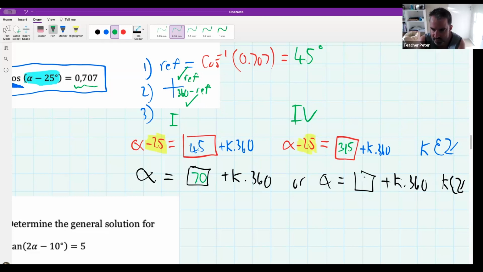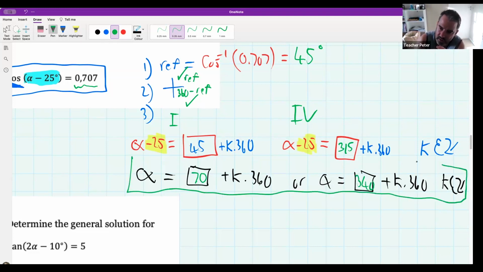Or what is the second alpha going to be? Well, this is going to be 315. When this comes across, it becomes plus, so that becomes 340. And you know what, ladies and gentlemen, you have now solved an even harder trig equation. The two solutions are 70 and all 360-degree multiples of that. And then it's 340, and those are my solutions.